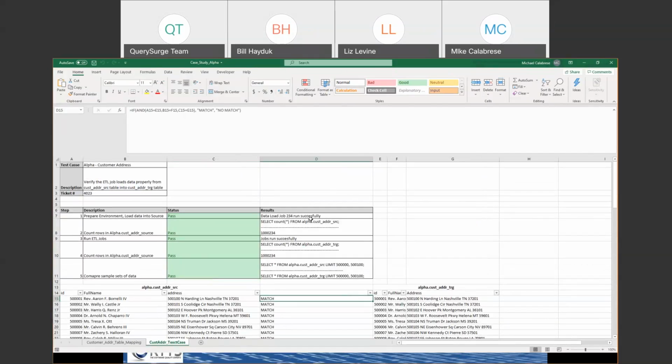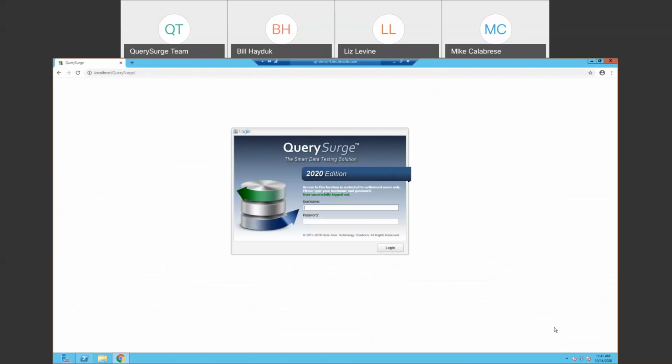So the recommendation was to expand their testing capabilities. And to do that, we recommended an automated implementation. So to sort of highlight how that would work, we're going to show you an automated testing solution. In this particular case, we are using Query Surge.